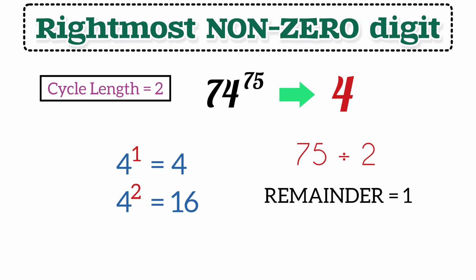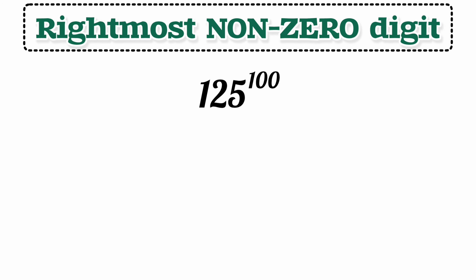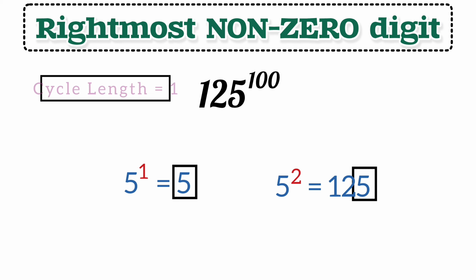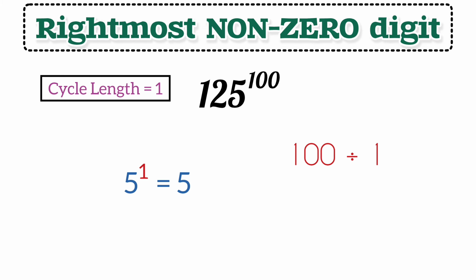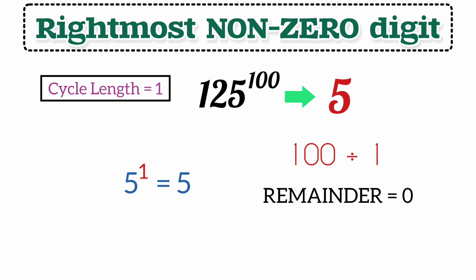Moving on to the third question, 125 raised to the power 100. The rightmost non-zero digit of the base is 5. Let's look at powers of 5. This is a very peculiar case. Every term ends in 5. So here cycle length would be 1, and the remainder when any number is divided by 1 is 0. So here the last term of the cycle, which has only one term, will clearly end in 5.